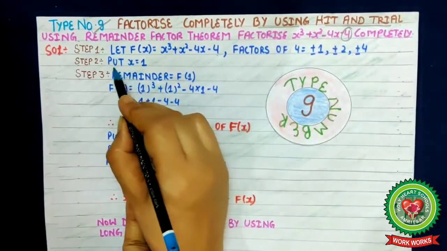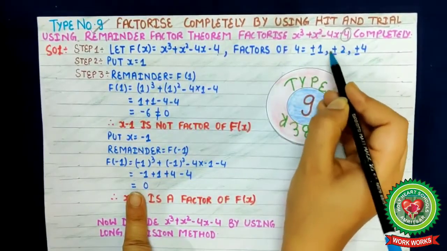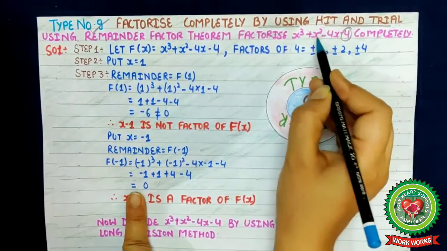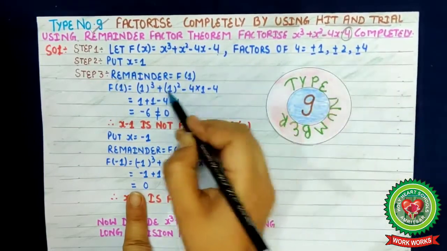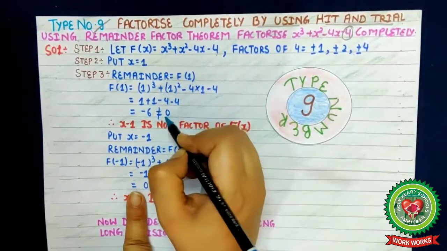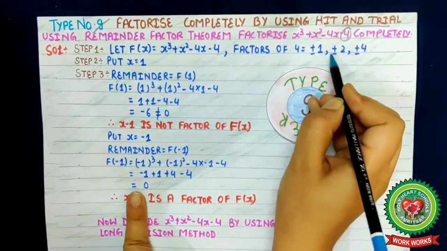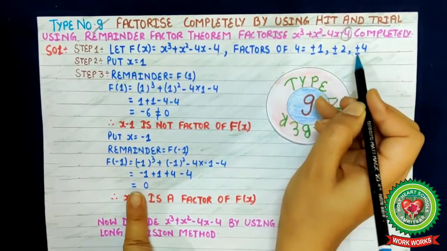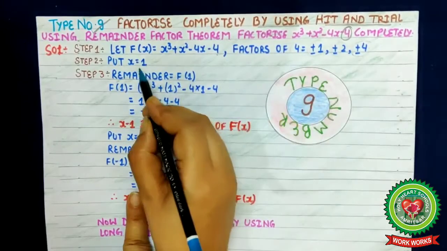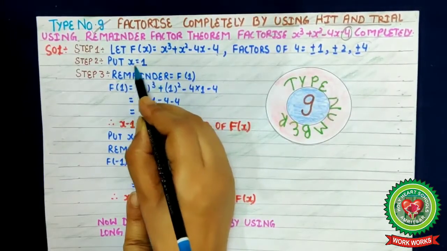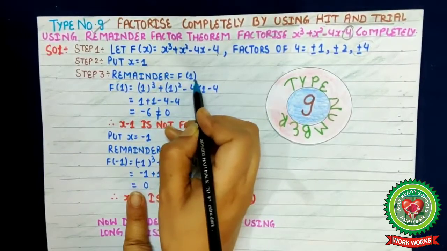Now step number 2: we have to put all these numbers one by one in this first expression to check whether it comes 0 or not. Wherever it comes 0, we will stop putting the numbers at that step only. So let us first check on x equals 1. If we put x equals 1, what will be the remainder? Remainder equals f(1).